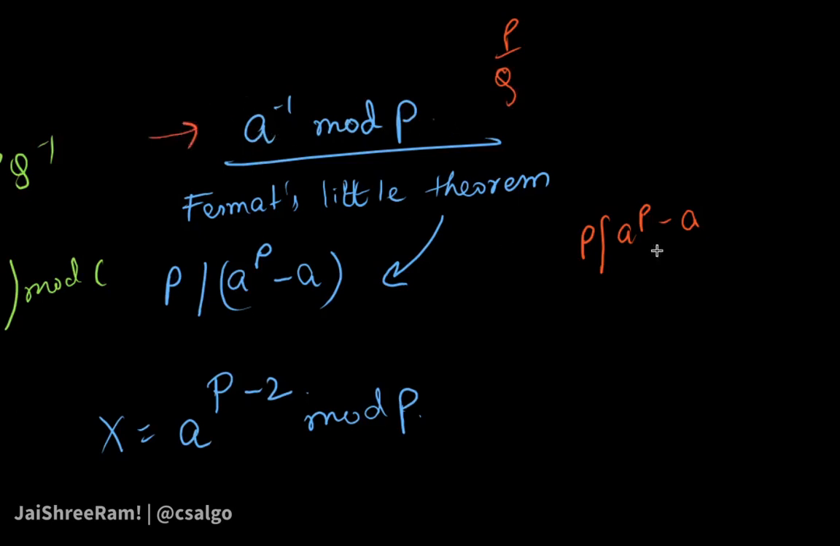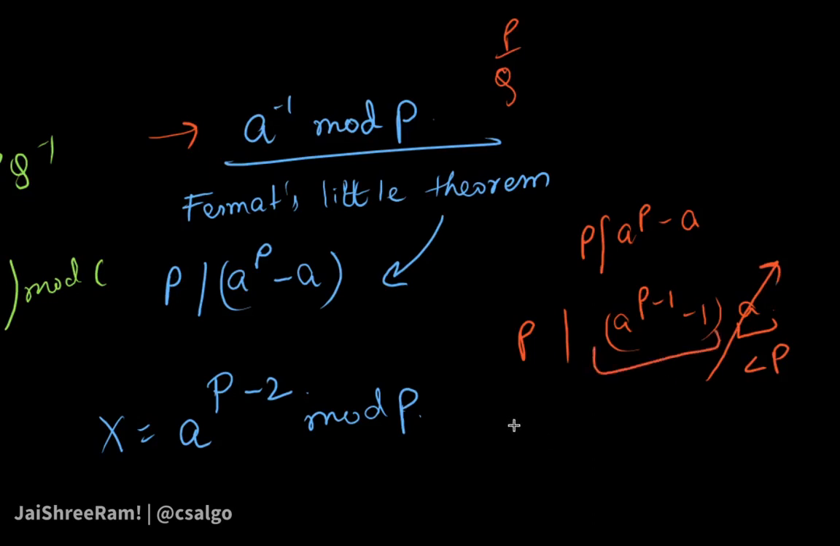Okay, so when a is less than P, you can write this as a to the power P minus 1 times a. P divides this, right? Now since a is less than P, P cannot divide a, right? So P has to divide this part. So P divides a to the power P minus 1, right? Clear up to this?